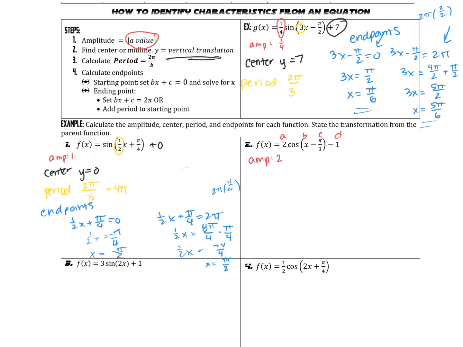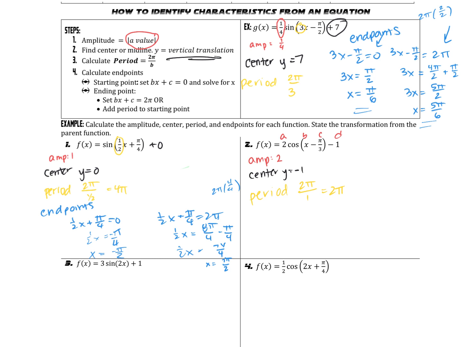Then my center is going to be y equals d, or in this case, y equals negative 1. Make sure you have y equals. That's what tells us that this is a line. My period is going to be 2 pi divided by b, which is 1. So the period is just going to be 2 pi.